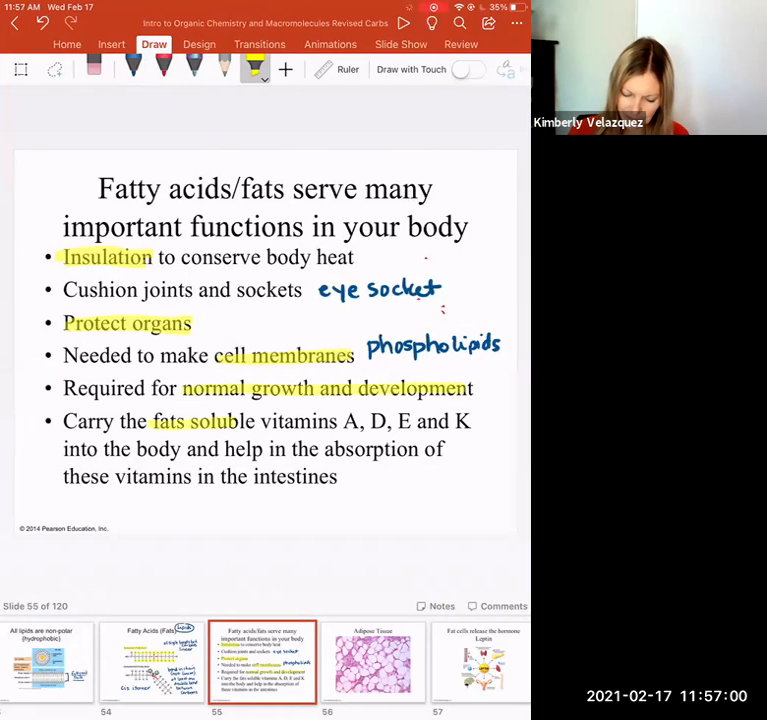And then fat-soluble vitamins. You have to have fat to help you absorb those vitamins in the intestines. So A, D, E, and K are all fat-soluble vitamins rather than water-soluble vitamins.